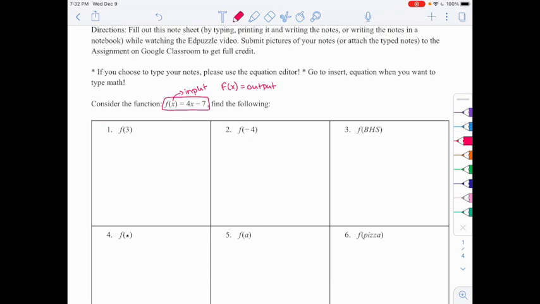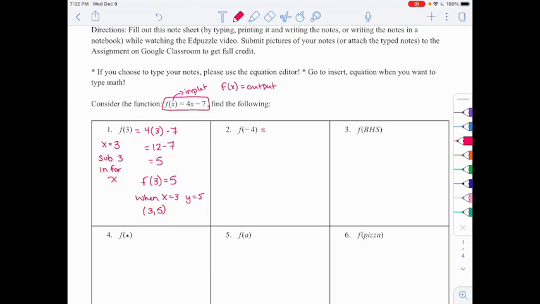So in this first one, it says find f of 3. So f of 3 means that x equals 3. So I'm going to sub 3 in for x. So I'm going to have 4 times 3 minus 7. That's 12 minus 7. That's 5. So f of 3 is 5. And that means when x is 3, y is 5, or the output is 5, right? And if I were to graph this, it'd be the point (3, 5).